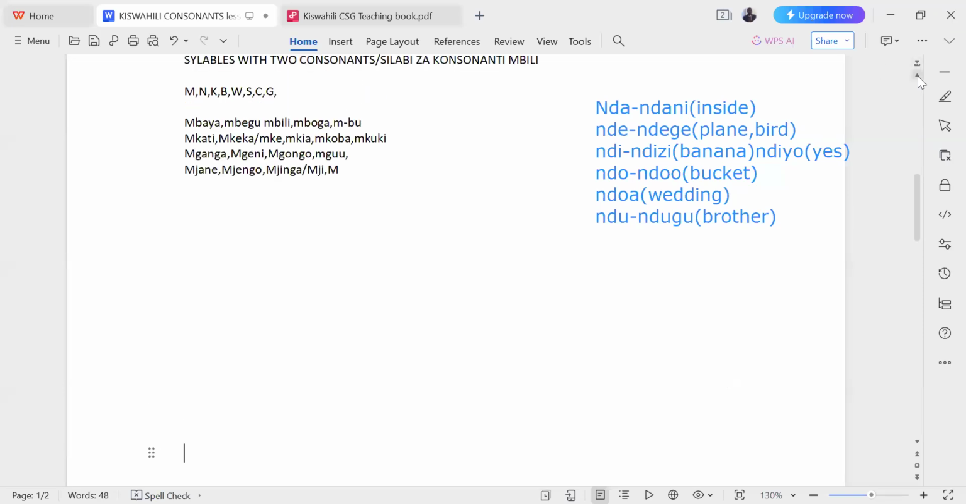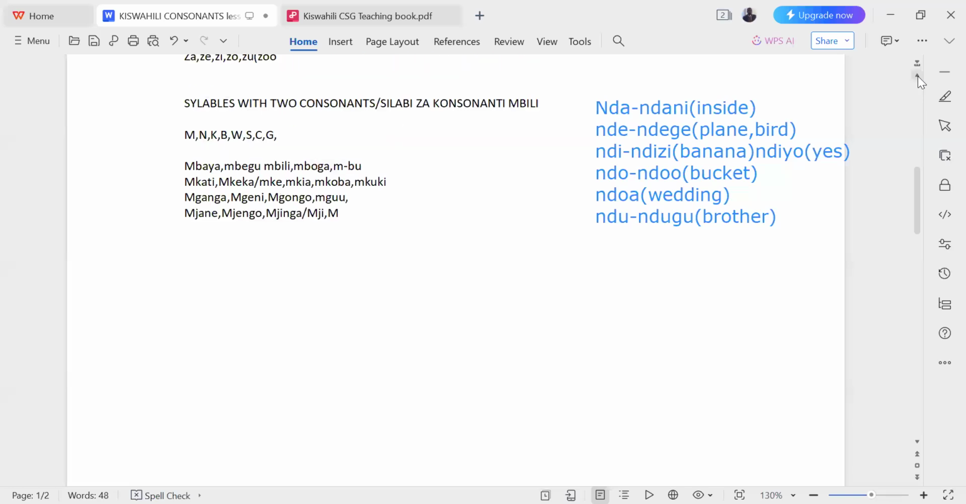No problem. So I think we have done the tough ones, because the rest of them do not have many words that have two consonants following each other. Many of them do not have them, especially in the K. It's very rare to find a K with another consonant following. B is also very hard. Most of the B's are B and a vowel, like baba, beba. It's not B following another consonant.